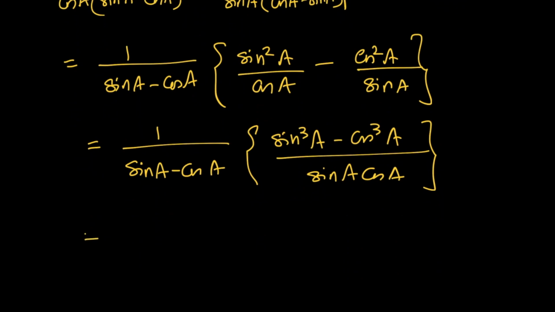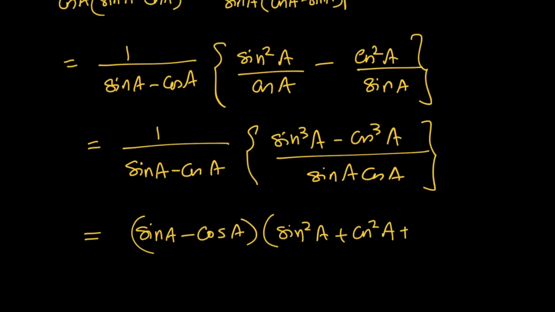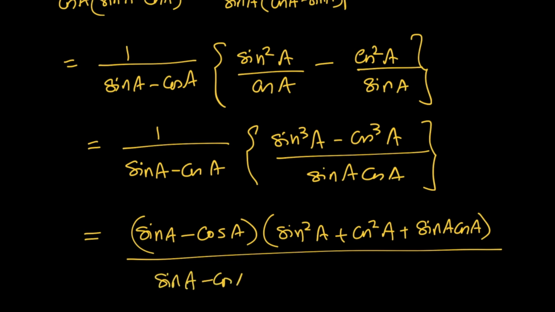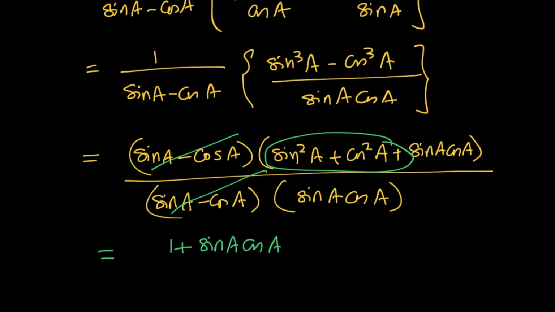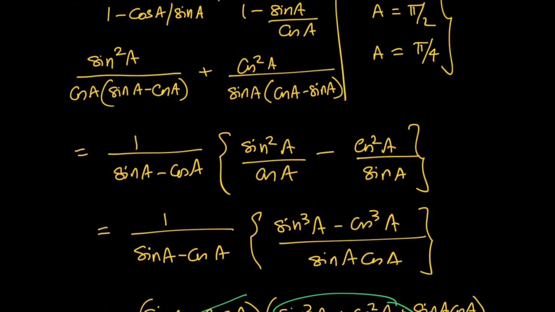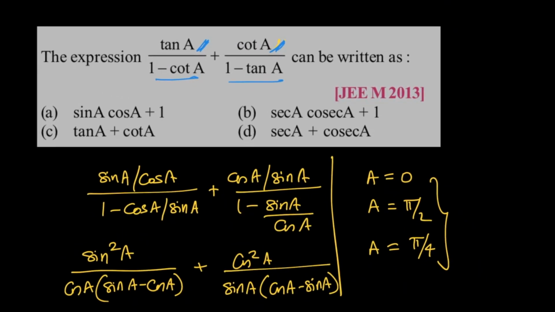And the numerator can be factorized as sin A minus cos A into sin square A plus cos square A plus sin A into cos A, divided by sin A minus cos A into sin A times cos A. So this will get cancelled and this becomes 1. So we have 1 plus sin A cos A divided by sin A cos A. Now distribute the denominator to the two terms in the numerator. This becomes cosec A sec A plus 1. Yes, so this is our answer.